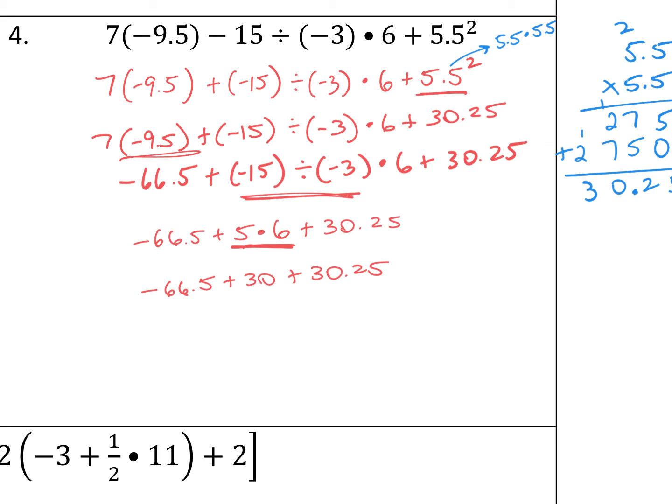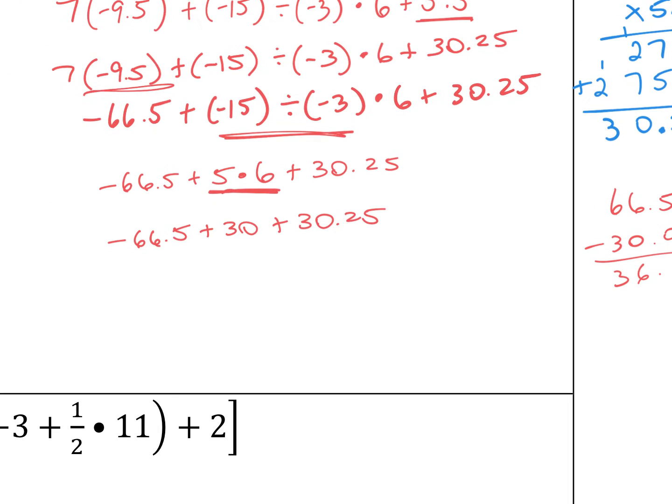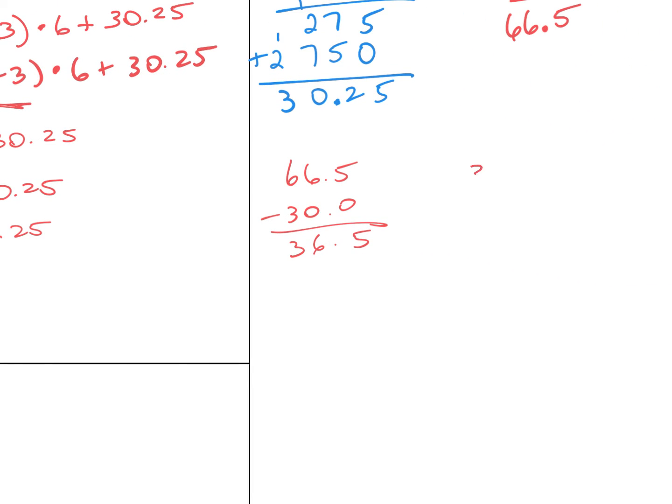So here I have negative 66.5 plus 30. Because those signs are different, I'm going to subtract them. So let's do that math off to the side. So I get 36.5, but since 66.5 is bigger, it's negative 36.5. And then I have plus 30.25. Again, signs are different, so I'm going to subtract them.